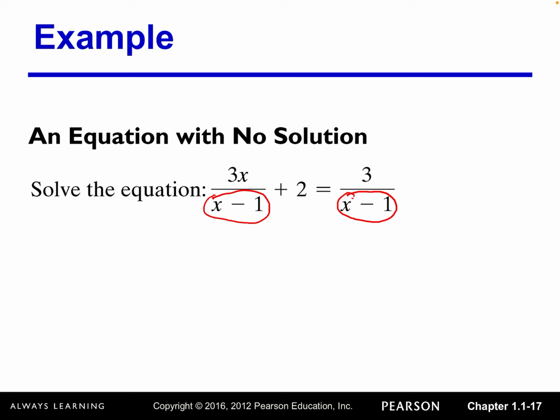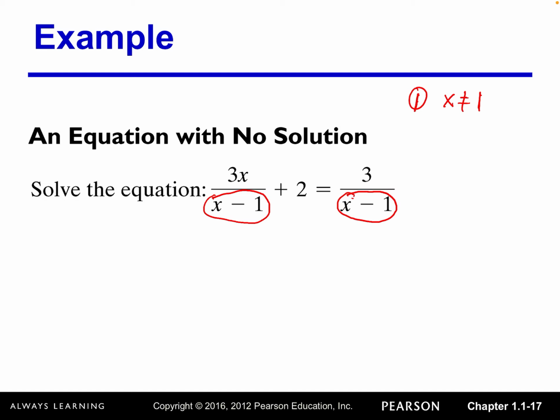So first thing we need to know, right? x cannot equal positive 1. If x equals positive 1, 1 minus 1 will equal 0. So the denominator equals 0, and this whole equation will be undefined. Okay, so we just can't do that. That's why we have to list the restrictions. x cannot equal 1.